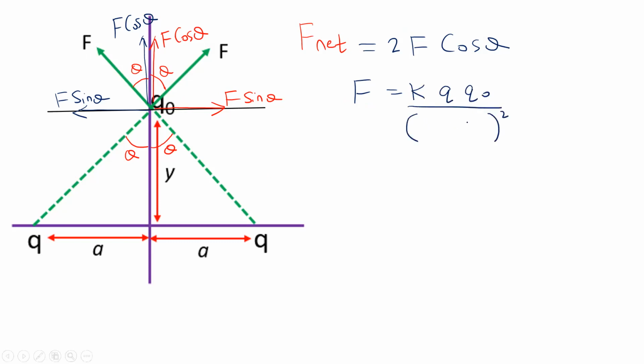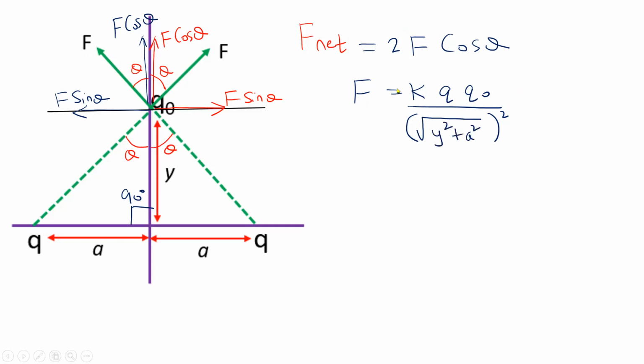Now, what is that distance? Distance would mean this particular dotted line's length, which is the hypotenuse of this right angle triangle. So we have a right angle triangle. The height of the triangle is y, the base is a. According to the Pythagoras theorem, we can find the hypotenuse, and that will be, let's write it down, square root of y square plus a square.